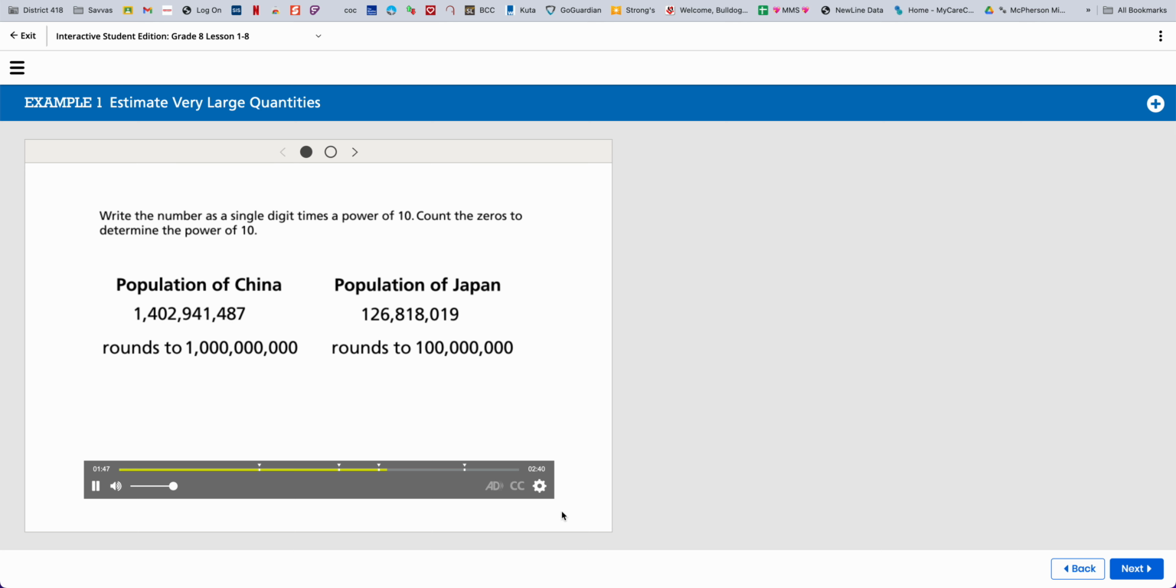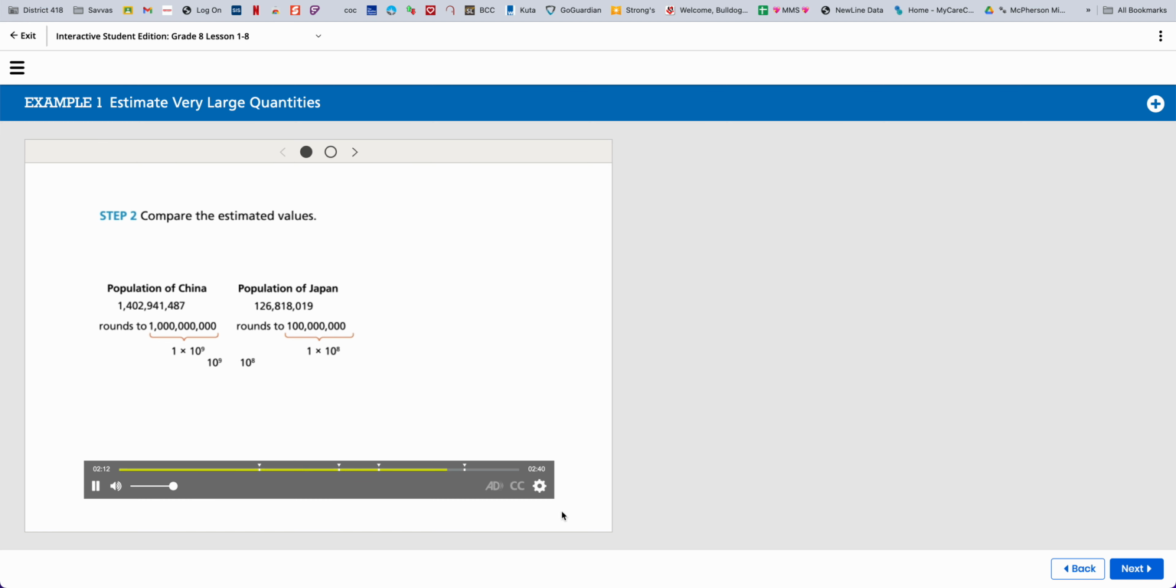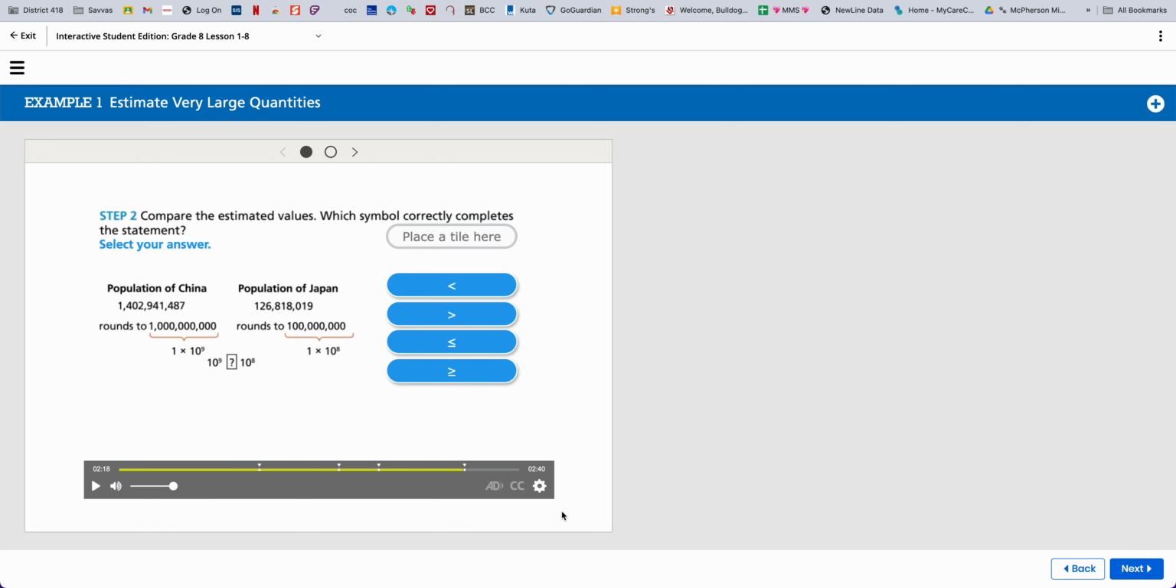Janelle can write each number as a single digit times a power of 10. She can count the zeros to determine the power of 10. 1 billion has 9 zeros, so it can be expressed as 1 times 10 to the power of 9. There are 8 zeros in 100 million, so 1 times 10 to the power of 8. Janelle's second step is to compare the estimated values. Which symbol correctly completes the statement? Is 10 to the 9th less than, greater than, less than or equal, or greater than or equal to 10 to the 8th?